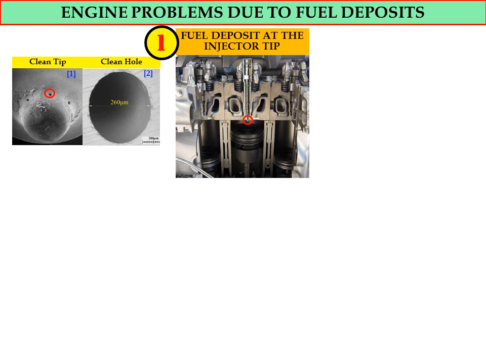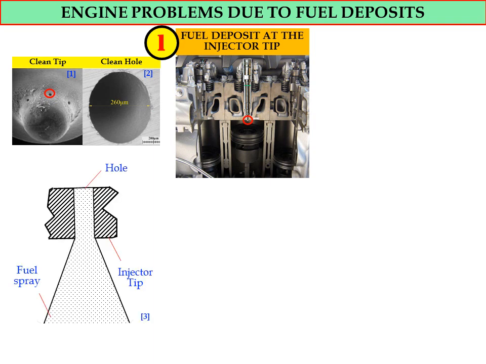And figure number 2 shows the clean holes, where the diameter for comparison is 260 micrometer. If you look at figure 3, that shows the simplified cross-section drawing of the holes of the injector tips. So we have injector holes, fuel spray, and also injector tips. We need to see this in order to compare the clean holes of the injector tips and also the dirty holes of the injector tips.